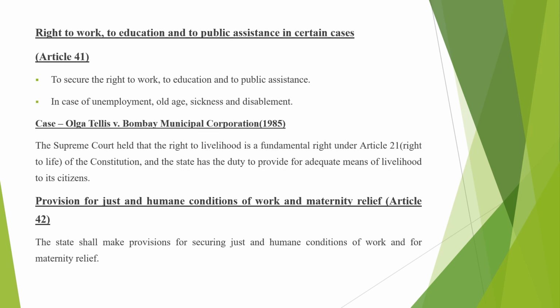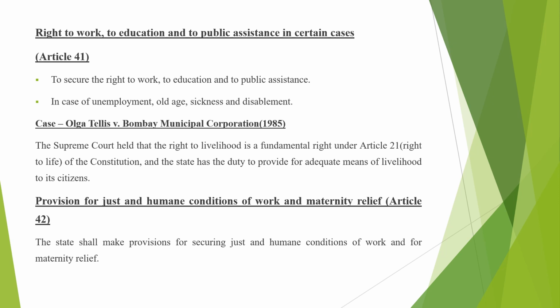Article 41. Article 41 talks about right to work, to education and to public assistance in certain cases. Now, Article 41 says that the government has a duty to make sure everyone has the opportunity to work, get an education and receive help when they need.